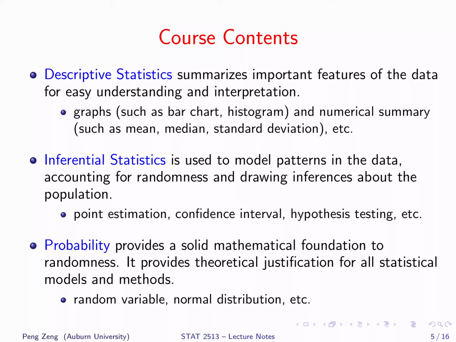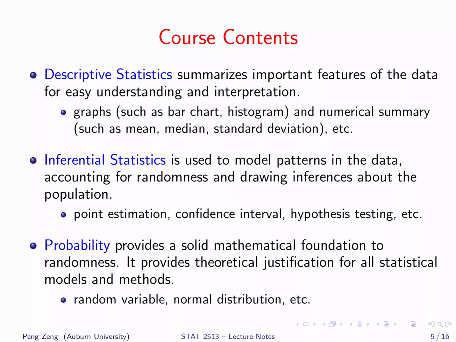The second category is inferential statistics. Inferential statistics is used to model patterns in the data, accounting for randomness and drawing inferences about the population. The tools we have here include point estimation, confidence interval, and hypothesis testing. Inferential statistics usually appears in scientific journals.